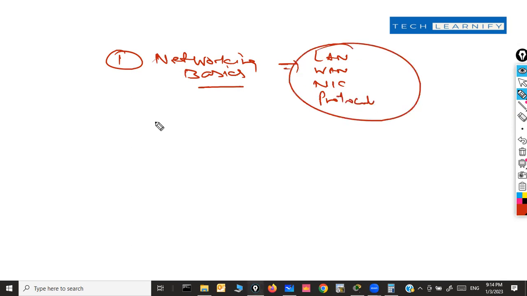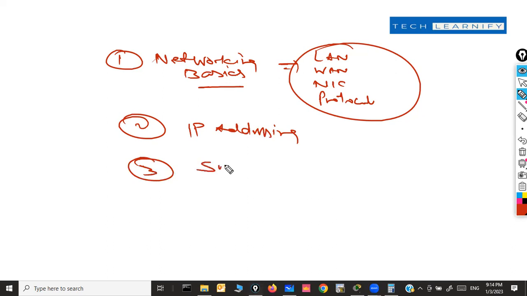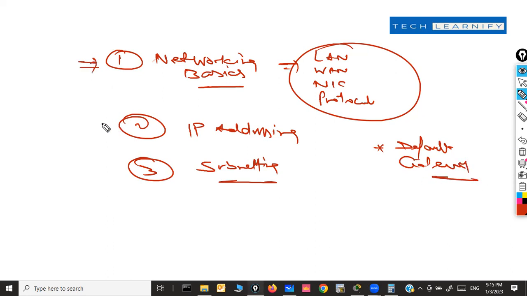So we finished doing all this. Then we started IP addressing, class A, B, C, and then finally subnetting. And in between, I gave a very high level overview, just a gateway concept, in fact, the default gateway. So only these three main topics we have covered so far.